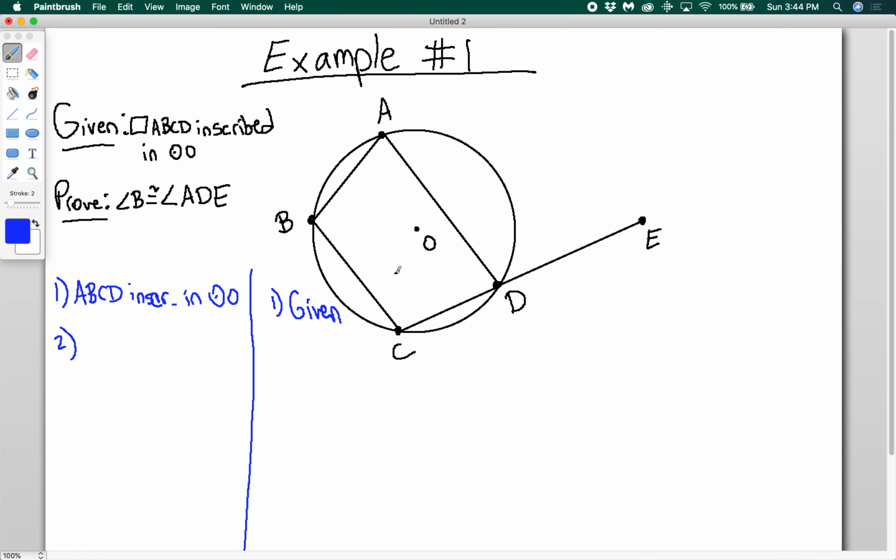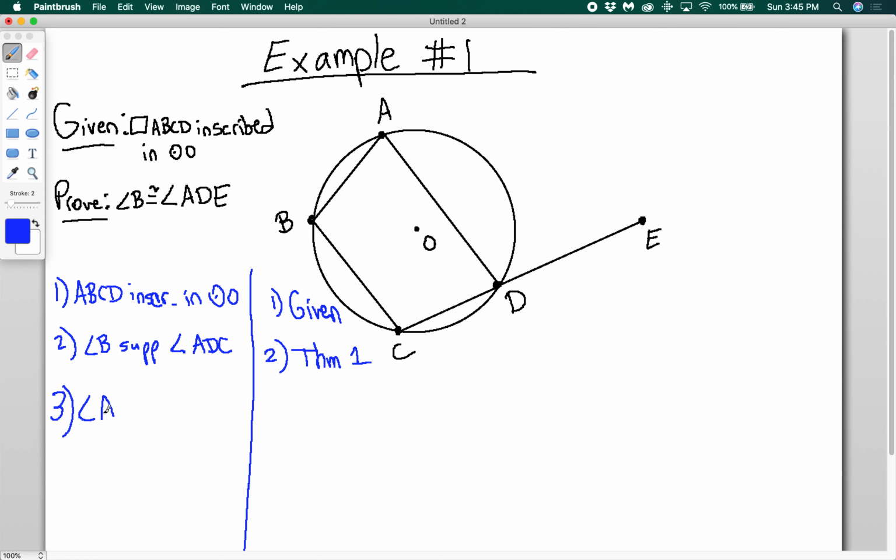The second thing I want to look at is the two theorems that I just introduced to you. So if I look at angle B, it is supplementary to angle ADC, because they are opposite. So angle B is supplementary to angle ADC, based on theorem 1, because they intercept the arcs. That was the whole thing we talked about.